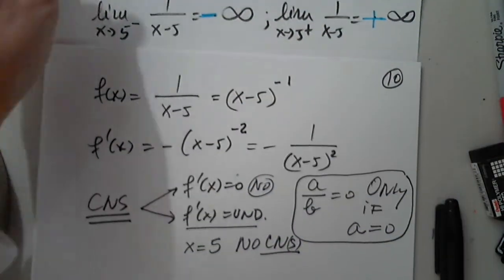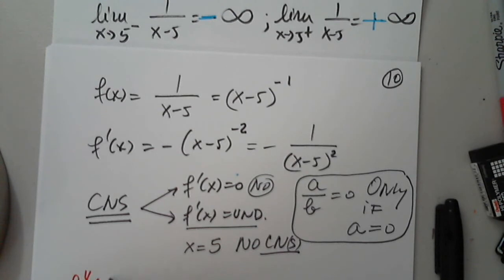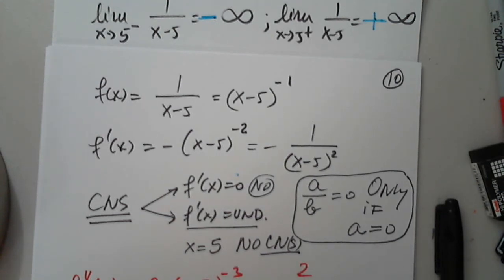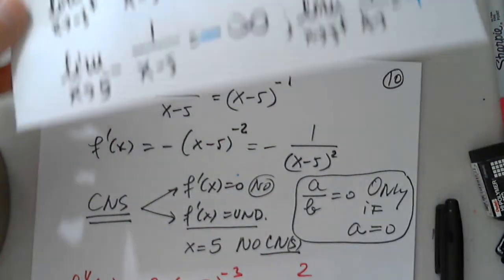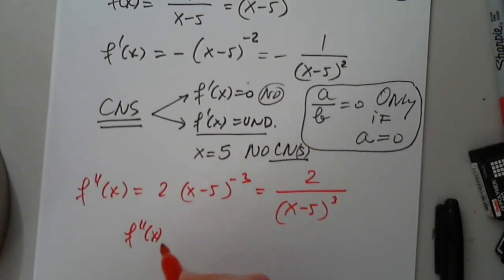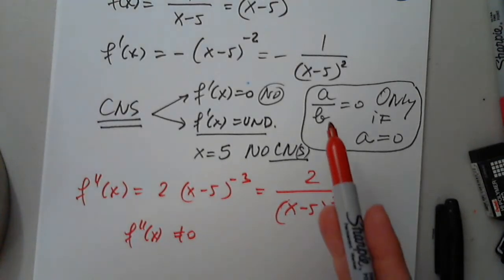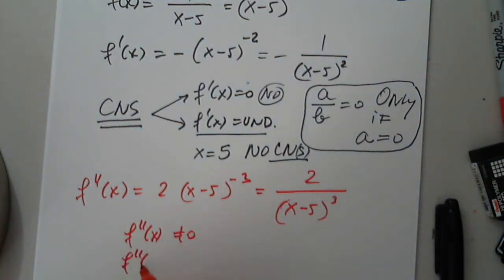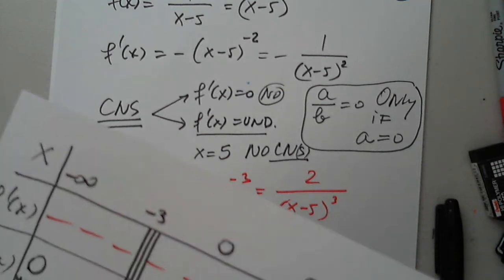So now, finally, the second derivative. So I differentiate again. I have 2x minus 5 to the negative 3. I know I have to finish in 2 minutes or 1 minute. Never 0. So f double prime is never 0 for the same reason as the previous one. And it's undefined for x equals 5, but who cares? So is the function.